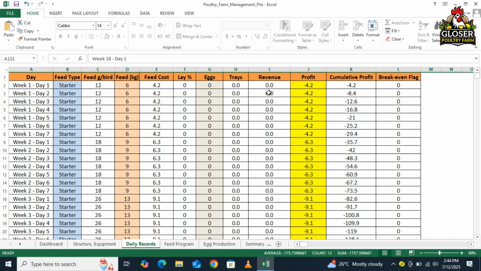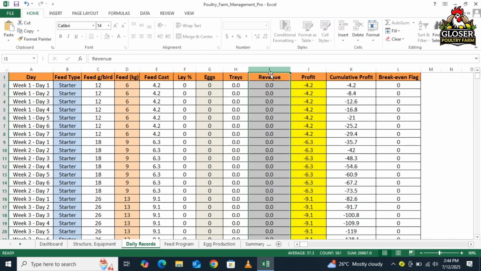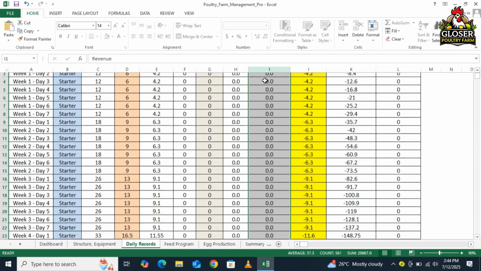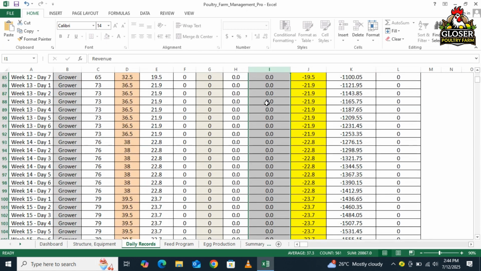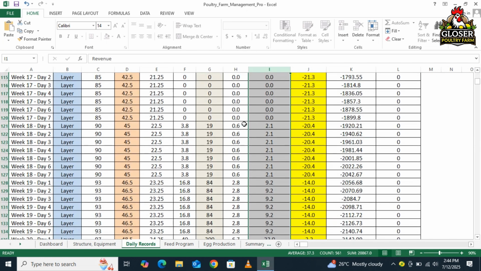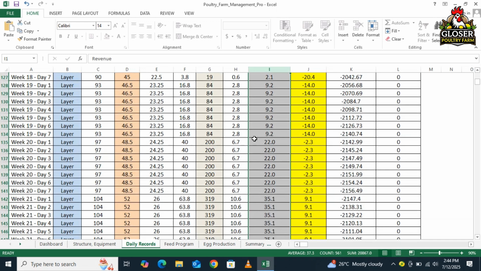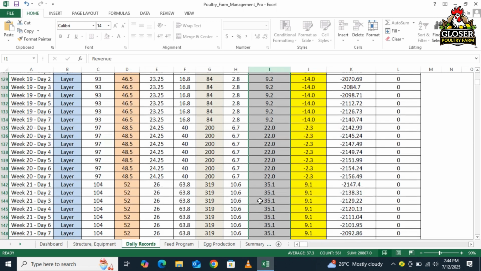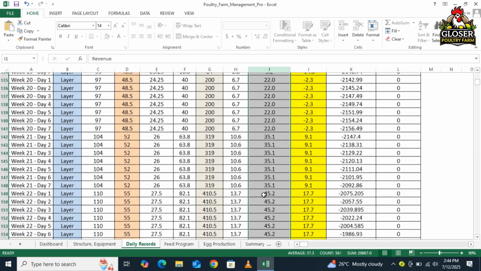Now let's talk about revenue. Revenue is the total amount of money your farm earns from selling eggs. The system calculates it by multiplying the number of trays produced each day by the price of one tray, which we entered earlier as $3.3. For example, if your chickens lay enough eggs to fill 10 trays in one day, your revenue for that day will be $33. It's simple but very important because this number tells you how much money is coming in.